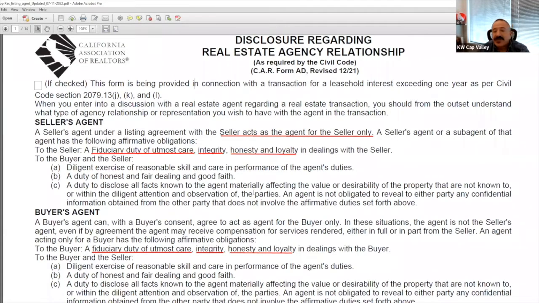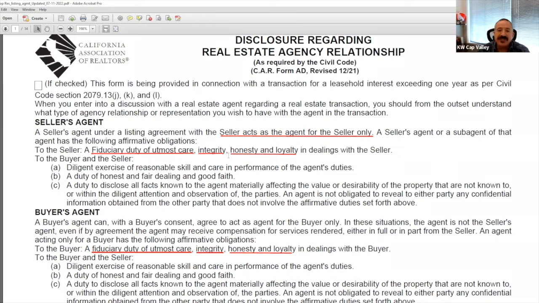You may recall from real estate school, agency describes a fiduciary relationship. So what does that mean? Well, as it says here, to the seller, a fiduciary duty of utmost care, integrity, honesty, and loyalty in the dealings with the seller. Pretty simple, right? You can't do any self-dealing. You have to work for the benefit of the seller. What that really means is you have a duty.